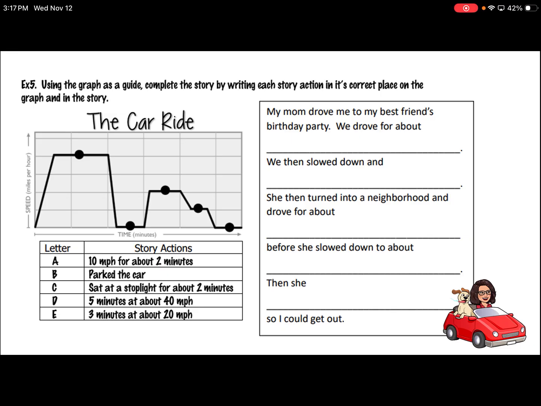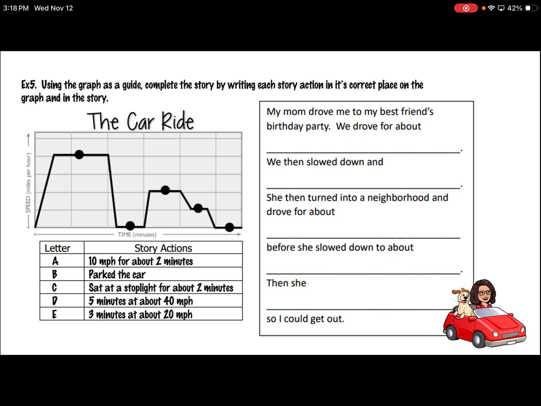Try the story, the car rider. You are only filling in where these dots are. So this says, my mom drove me to my best friend's house. That's this. You're trying to figure out what happened here. And what happened here. And here. And you're filling in the story. So we're like kind of writing a story together.